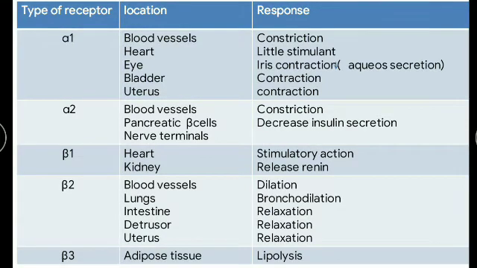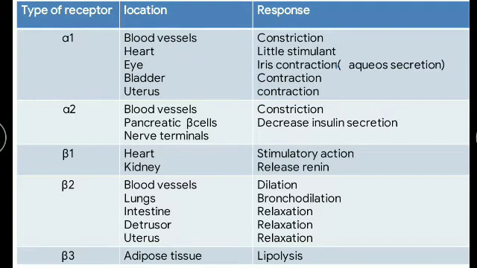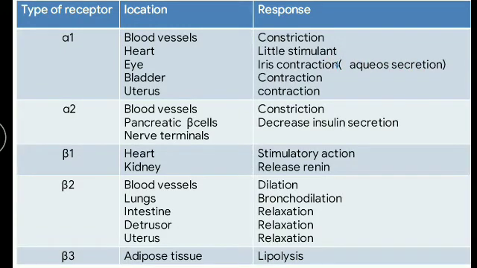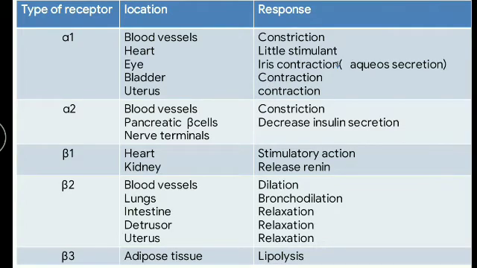First, alpha 1 receptors are present in the blood vessels. When alpha 1 receptors are stimulated, it causes constriction of blood vessels, and in the heart it causes stimulatory actions, and in the eye it causes iris contraction so that a decrease in aqueous secretion happens. It is also present in the bladder, where bladder contraction takes place, and the uterus is also contracted.